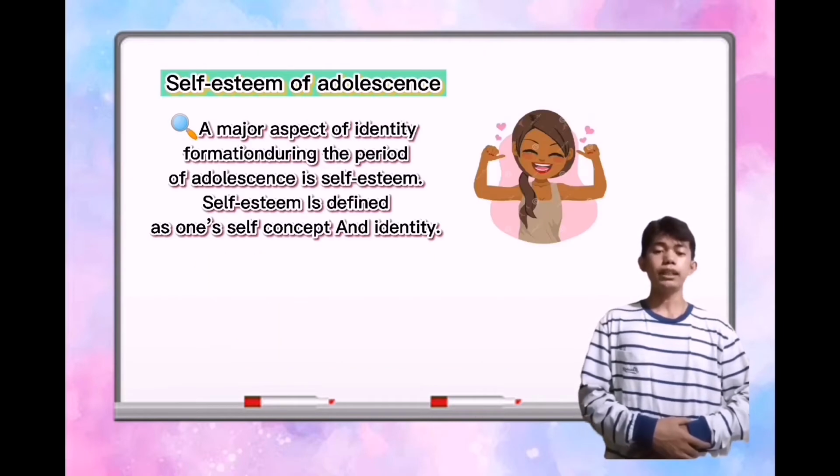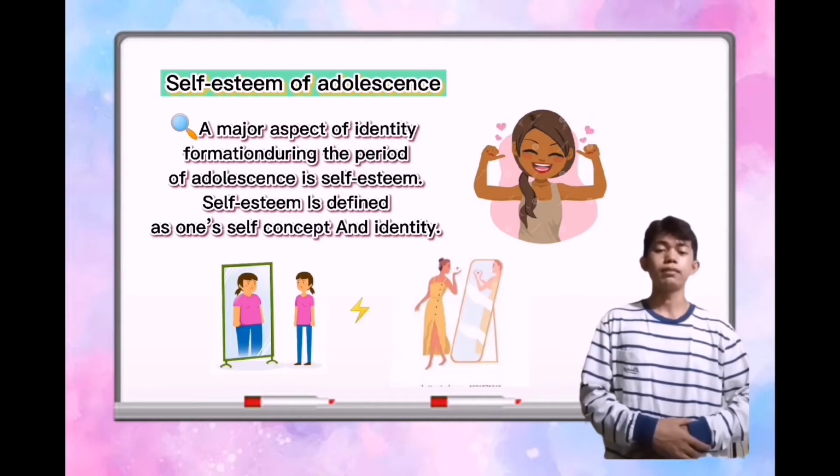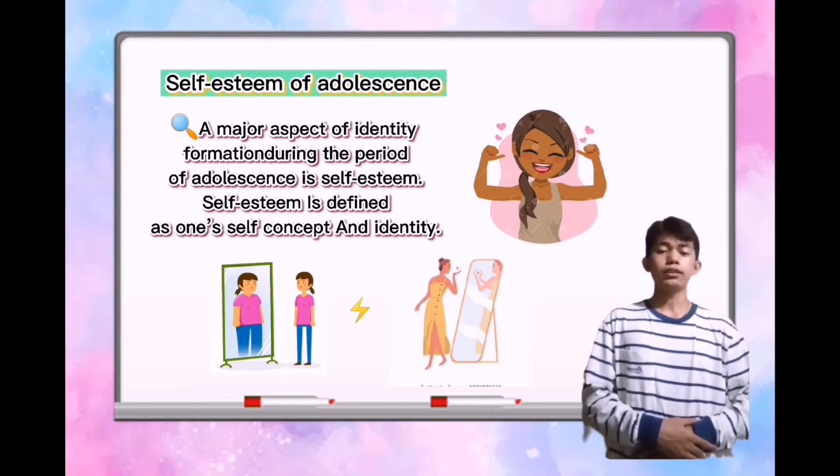Self-esteem. A major aspect of identity formation during the period of adolescence is self-esteem. Self-esteem is defined as one's self-concept and identity. Baseline self-esteem is stable across adolescence. Girls enjoy self-esteem through supportive relationships with friends and others who can provide social and parental support. In contrast, boys are more prone to assert independence in defining relationships, deriving self-esteem from their ability to successfully influence others.